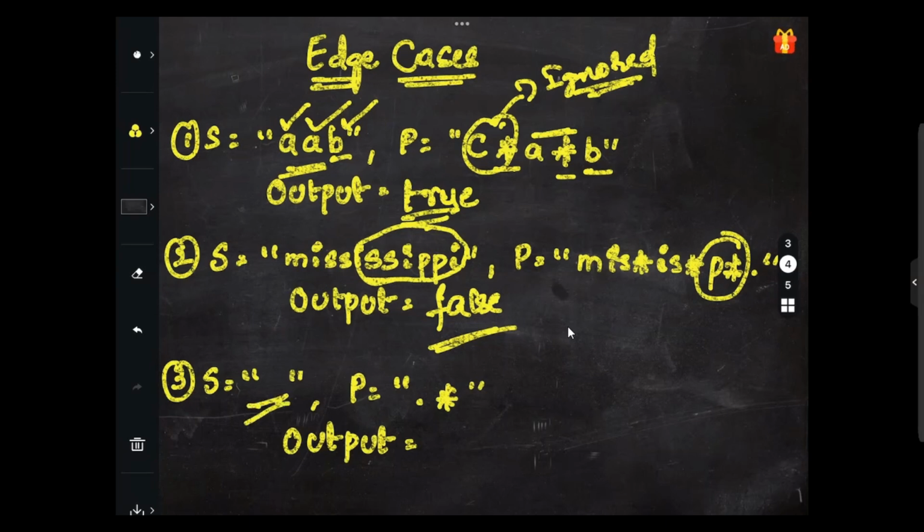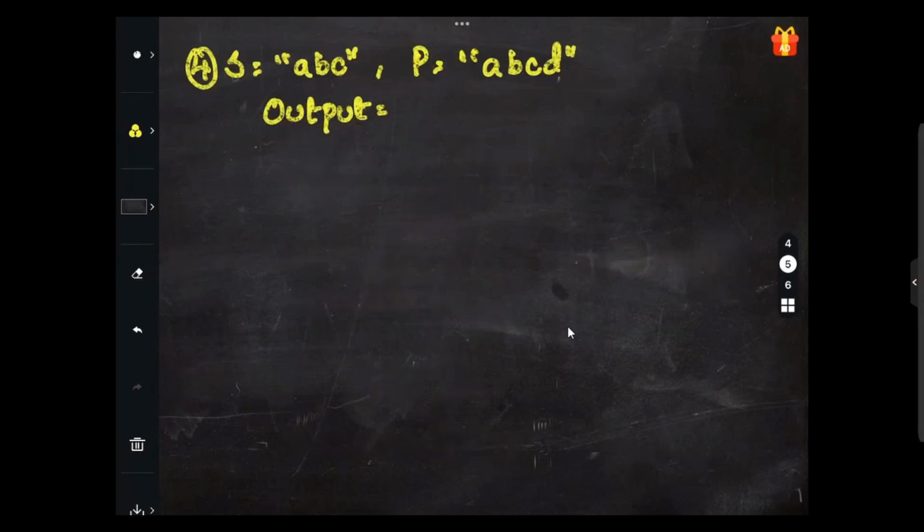This one is an empty string and this one is dot star. In this case, the output will be true. So why is the output here true? Because dot star matches 0 occurrences or 1 occurrence of any character, right? Here, dot star. We have already seen this one in an example. So the output will be true in this case.